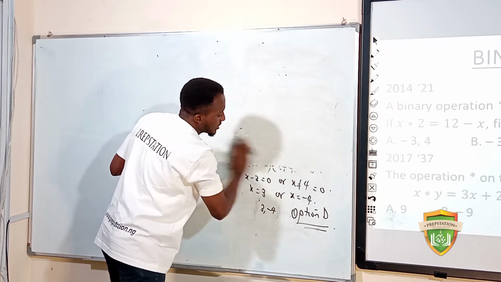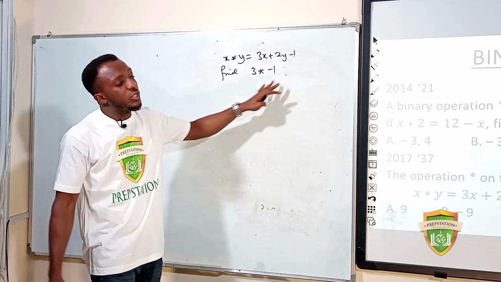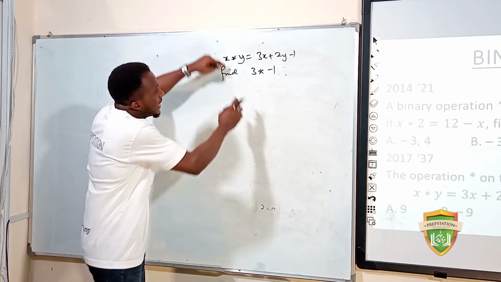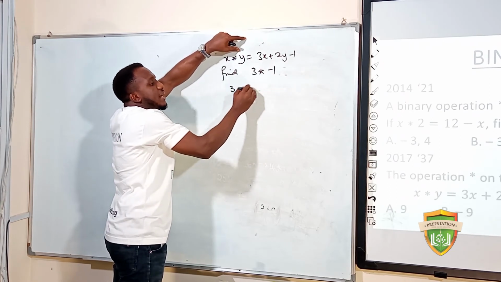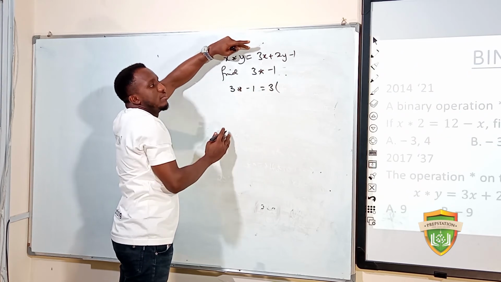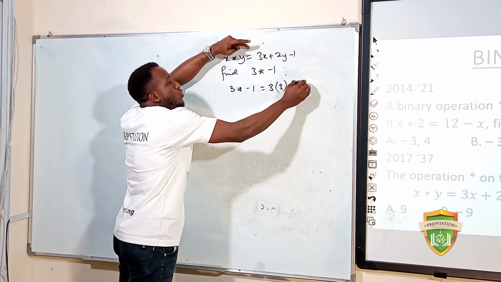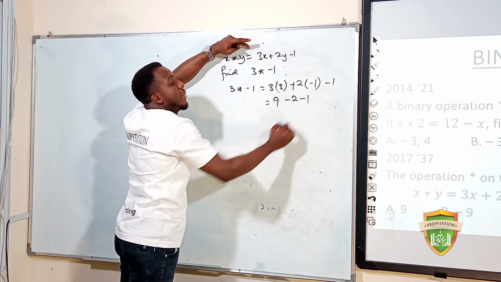So let's go. The next question says, the operation star on the set of real numbers is defined by x star y equals 3x plus 2y minus 1. Now it says we should find 3 star negative 1. I told you all you need to know on the binary operation is substitution. If you know how to do substitution, it's fine. Can you see we're trying to replace x with 3 and y with negative 1 in this equation. So 3 star negative 1 would be wherever you see x, you put 3. Wherever you see y, you put negative 1. So we have 3, open the bracket, 3 plus 2, open the bracket, minus 1 minus 1. So this gives me 9 minus 2 minus 1.